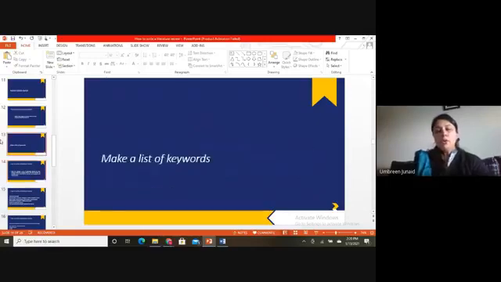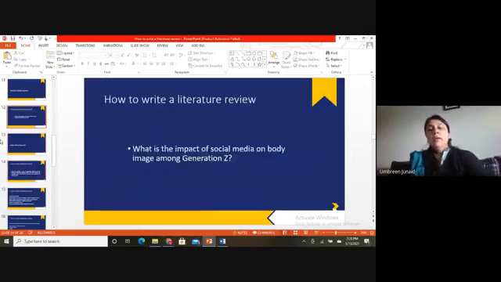Okay, going back to the topic. What is the impact of social media on body image among Generation Z? Now, if I try to pick out the keywords: social media. When I say social media is my keyword, based on social media, as many social media platforms as you can explore, there are many, we all know what are the social platforms that we are using right now. So you can explore all those social media.